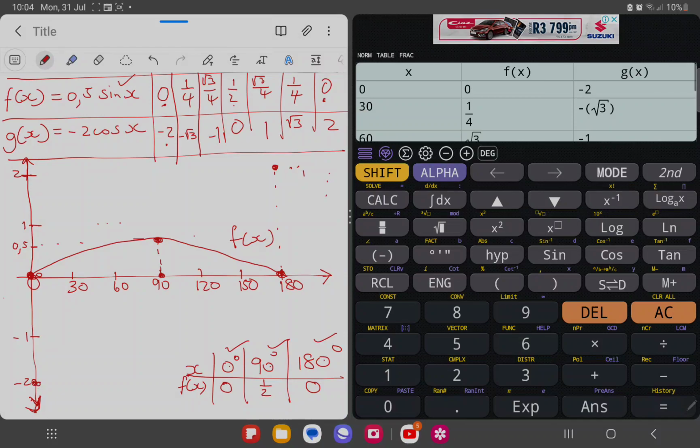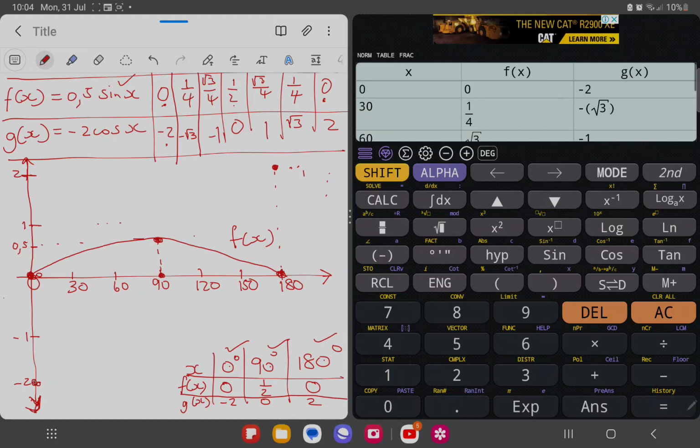Now we move to the curve of g(x). When x is 0, y is negative 2. When x is 90 degrees, y is 0. When x is 180, y is 2. Okay, so we've got these values for g(x). Let me just make a small line. These are the points: x is 0, y is negative 2; x is 90, y is 0; x is 180, y is 2.